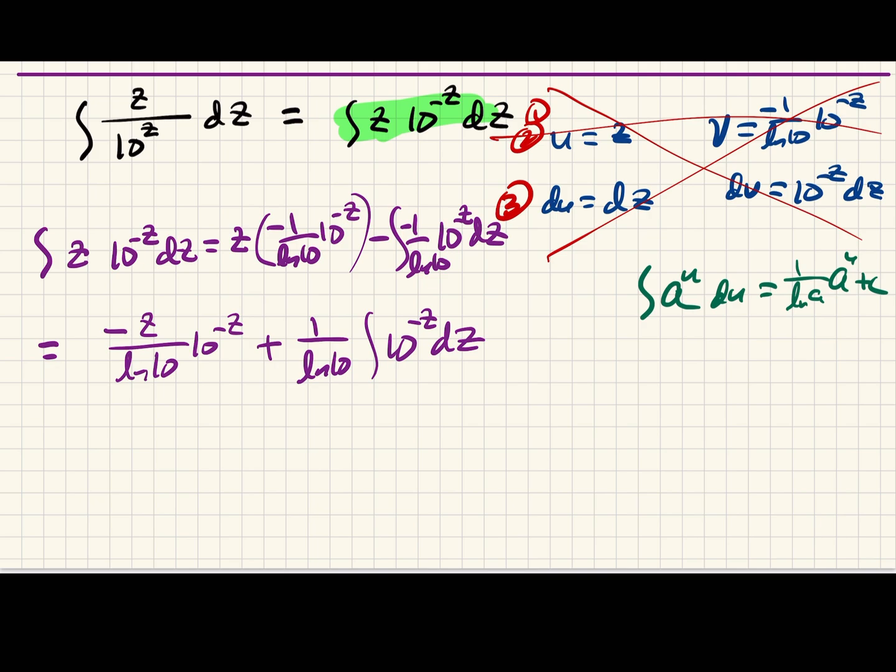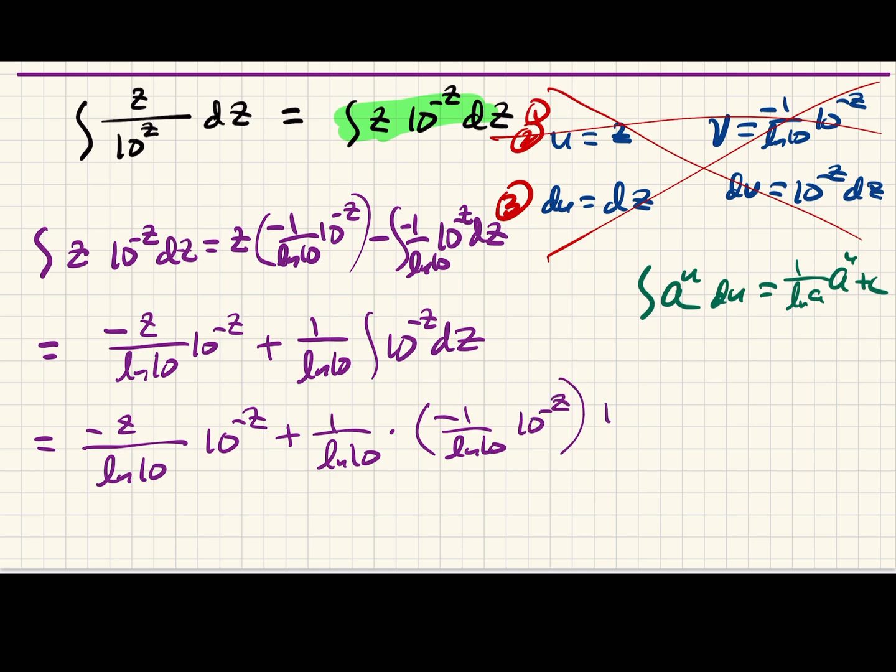But we've already integrated that. So that's going to be minus z over natural log 10, 10 to the minus z plus 1 over natural log 10. Now, we integrated 10 to the minus z dz, and we found out that it was minus 1 over natural log 10, 10 to the minus z, and then plus c. That's ugly. I think we can make that look nicer.